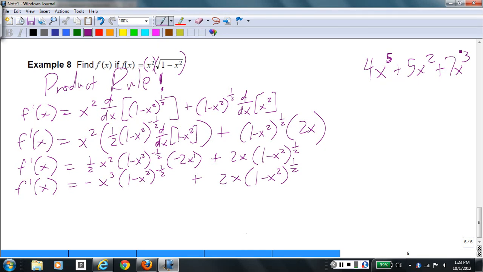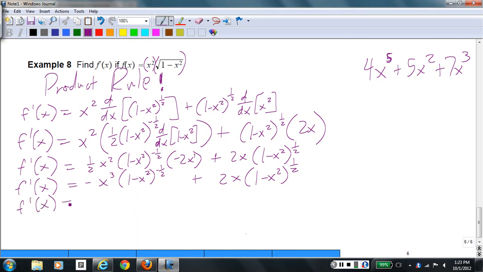So here's the thing. 1 minus x squared is raised to the negative 1/2 there. 1 minus x squared is raised to the positive 1/2 there. Got a negative 1/2 and a positive 1/2. We want to go with the lesser of those two exponents. What's less, negative 1/2 or positive 1/2? Negative 1/2 is less. So GCF looks like this.